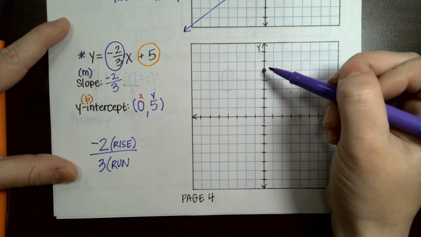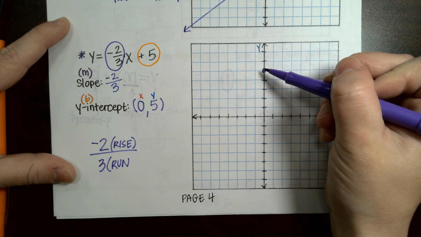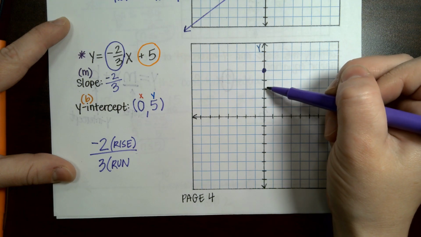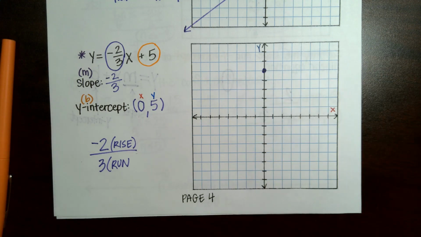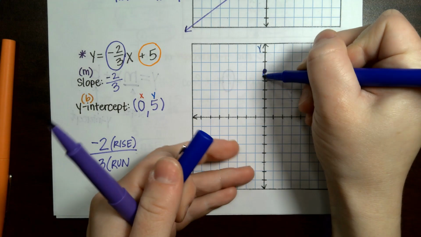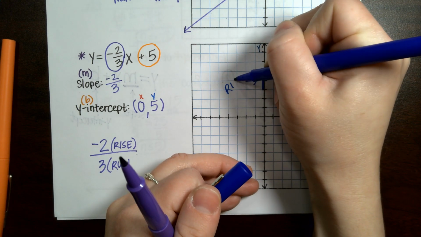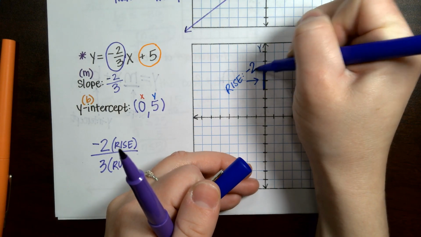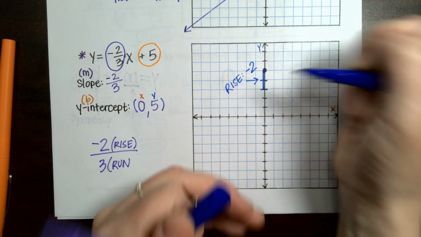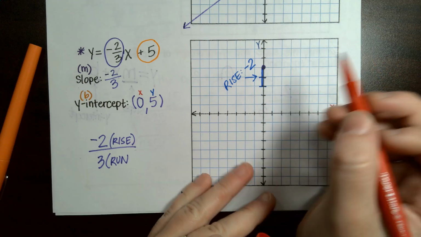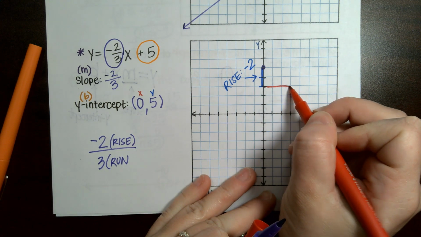So if my rise is -2, where do I go? Yes, you're going to go down 2 instead of up. So -1, -2, going right there. Let me label that. My rise was -2. And what is my run? 3. So I'm going to go over 1, 2, 3.